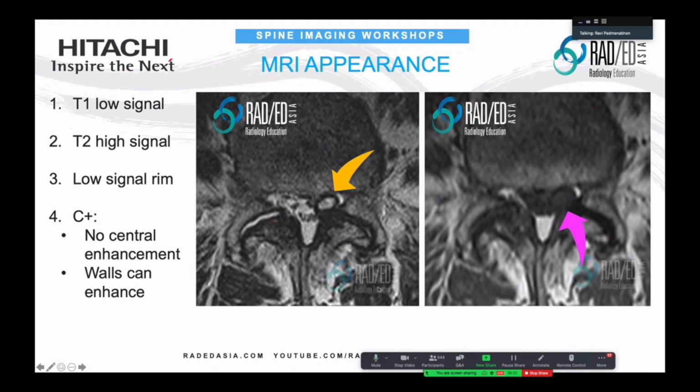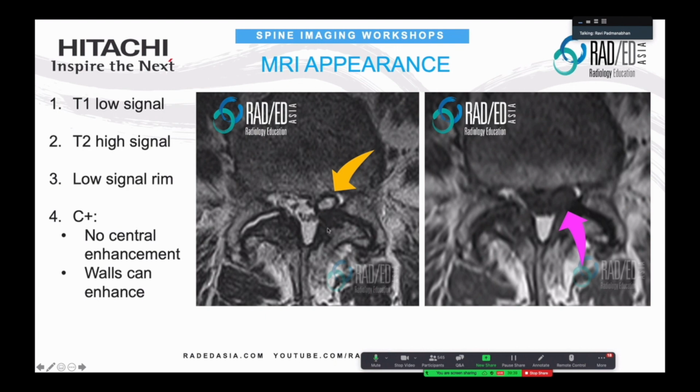So what do we look for? We're going to look at both the MR and the CT appearance. On MRI, basically what you're looking for is a cystic structure. This is going to be the most common appearance. We'll look at some variations on this, but the most common appearance is going to be the cystic appearance.